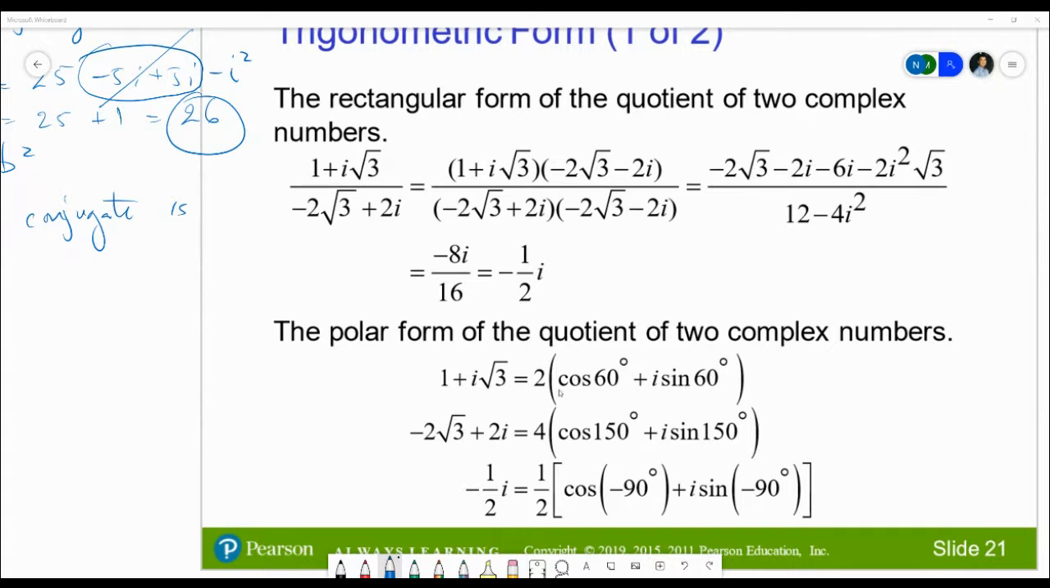Okay, so notice that when I convert it to trig form here, we get from 2 to 4 by dividing, right, 1/2. We have 2 divided by 4, we got 1/2. To get from 60, instead of dividing, we are subtracting. So 60 minus 150 gives us negative 90. So negative 1/2 i is the same thing as 1/2 (cosine of negative 90 + i sine negative 90), which is the same thing as 270.